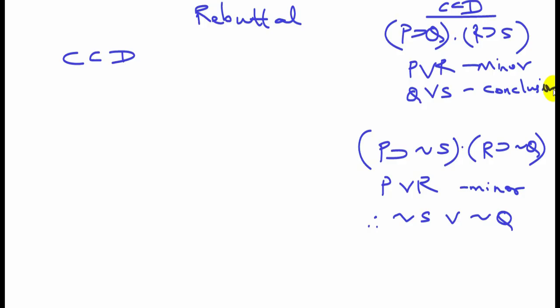This part is the rebuttal of the above. So it is correct. P implies not S, because R implies S. If you see here, R implies S. So P implies not S, correct. And R implies not Q, correct. So P or R means not S or not Q.